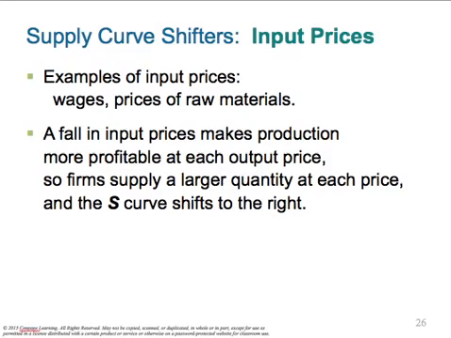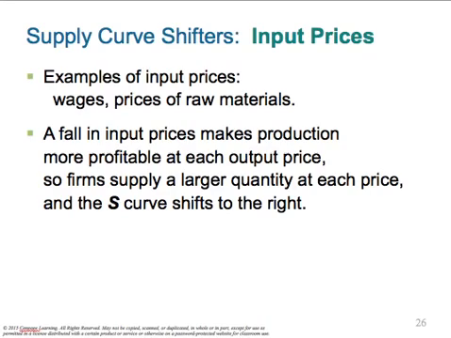So supply curve shifters, the first one we're going to look at is input prices. Now, the keyword here is not just price, but input prices. Examples of input prices are wages and prices of raw materials. So again, you're a supplier, a manufacturer, a builder, something here that requires labor. So you have to pay that labor wages, and those wages are input costs. Okay, and prices of raw materials.